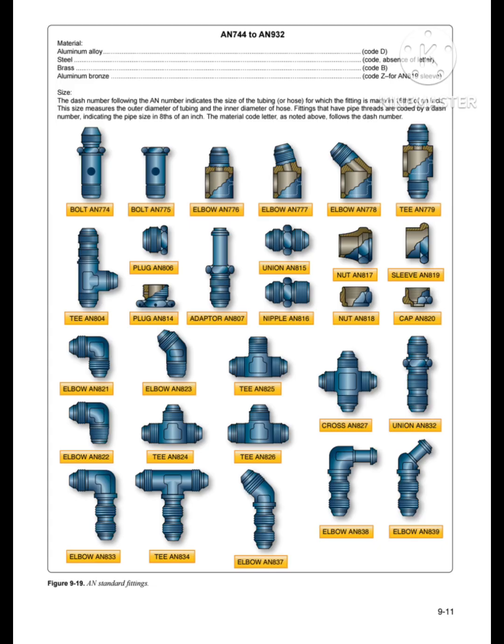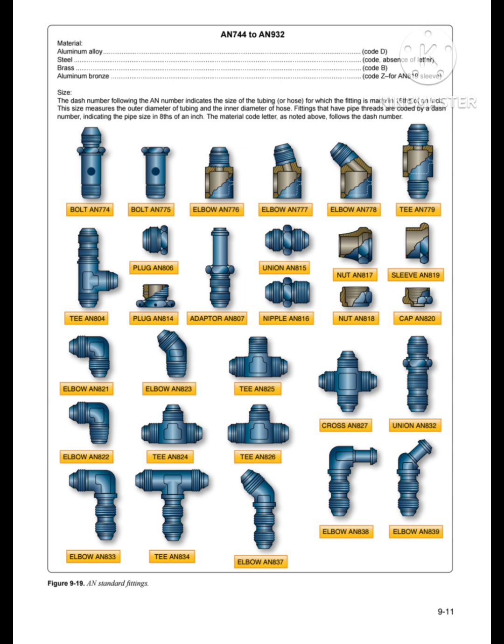And in this figure we can see AN744 to AN930 fittings in aluminum alloy, steel, brass, and aluminum bronze. In aluminum alloy there is a code D. In steel there is no letter code, in brass there is code B, and in aluminum bronze code Z for the AN819 sleeve. And we can see the above codes are used after the dash.